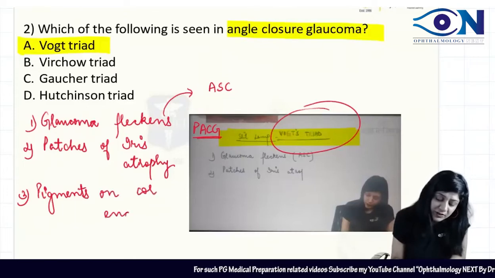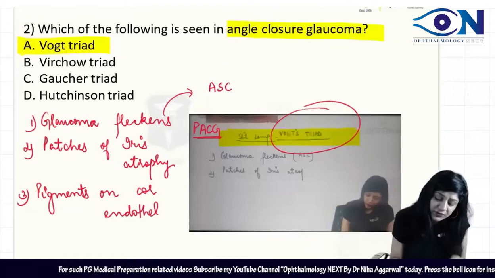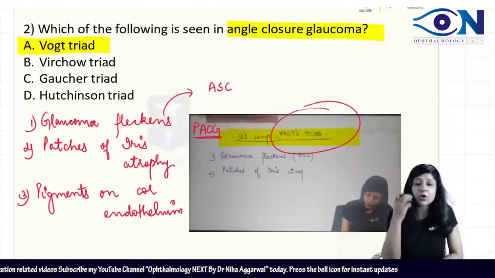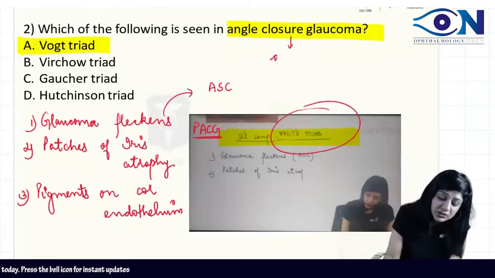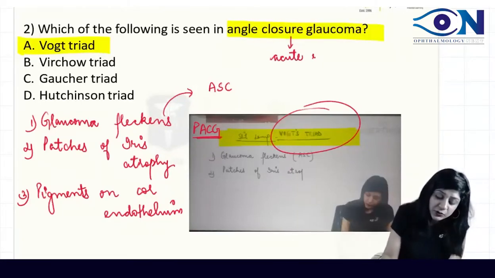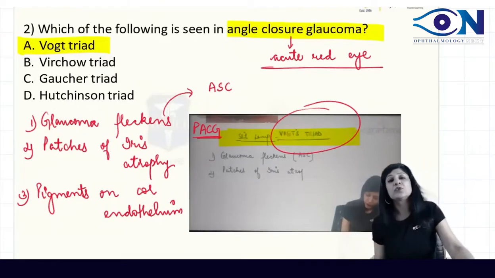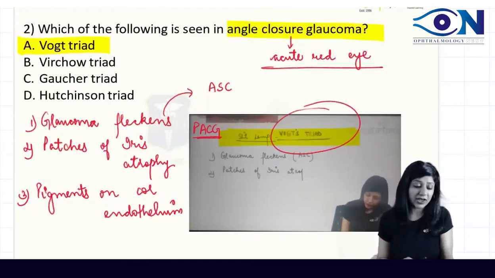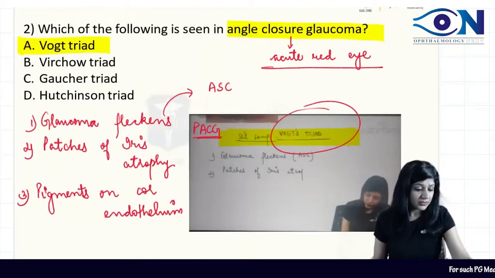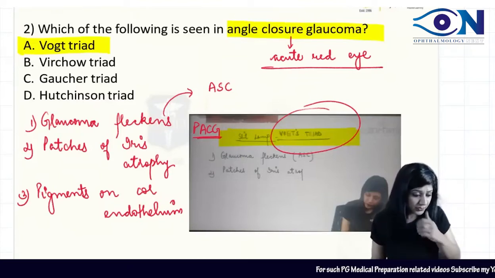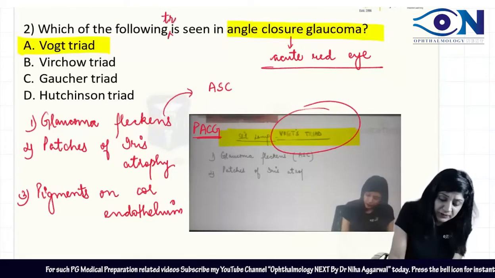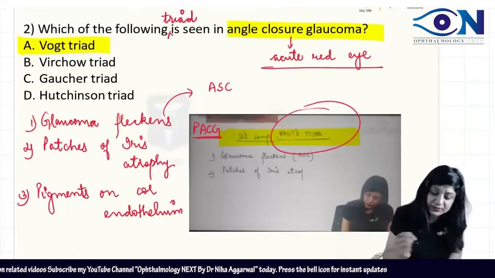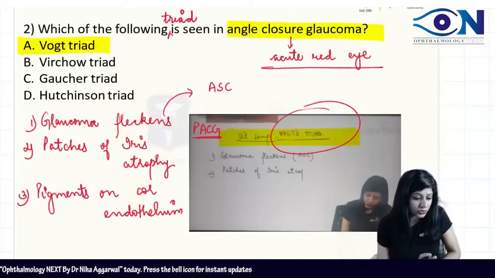So this is a very, very important thing. We always read that acute congestive glaucoma is an ophthalmic emergency and this patient is presenting with the acute red eye. What is the characteristic triad that I am going to get? So, which triad is seen? Which of the following triads is seen in the patients of angle closure glaucoma?